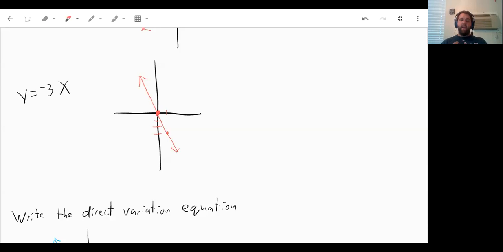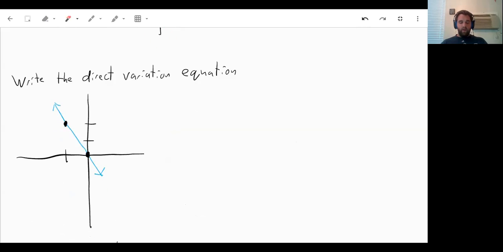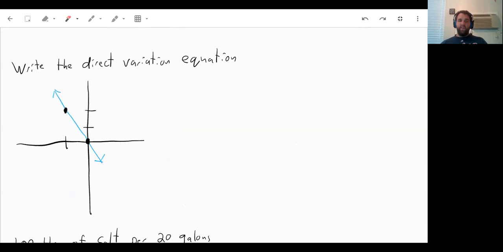Remember, when you're graphing a negative slope, it should be decreasing as you read it from left to right. If it's a positive slope, it would be increasing from left to right. And so since this is a negative slope, it's going down as you read from left to right, so it works out.